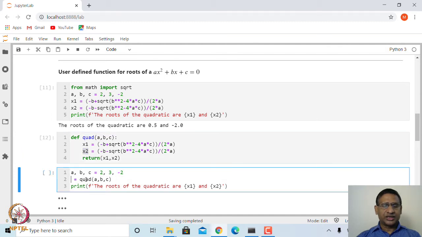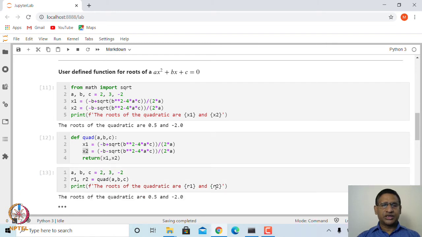I can even say r 1 comma r 2. Okay. And in this case we will change this to r 1, and this is r 2. Now, let us run this. You will get the roots of the quadratic are 0.5 and minus 2.0.